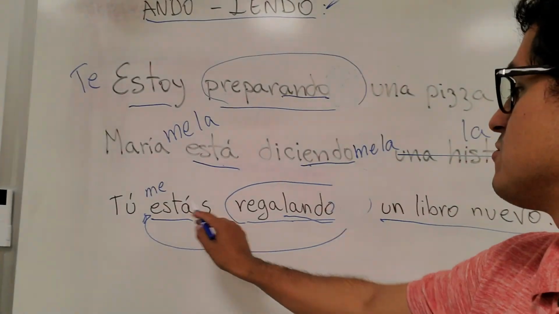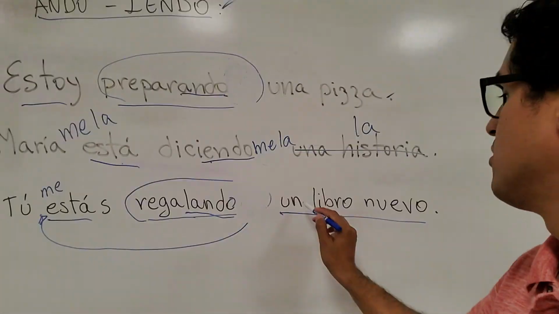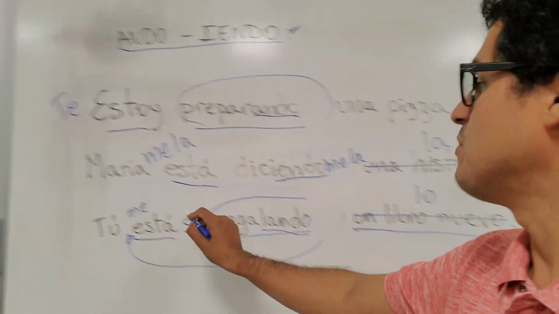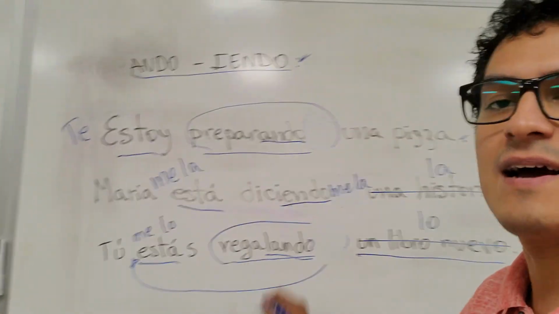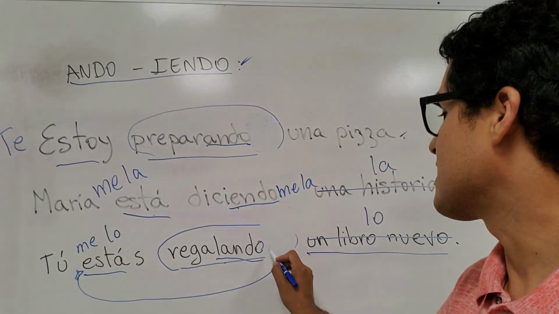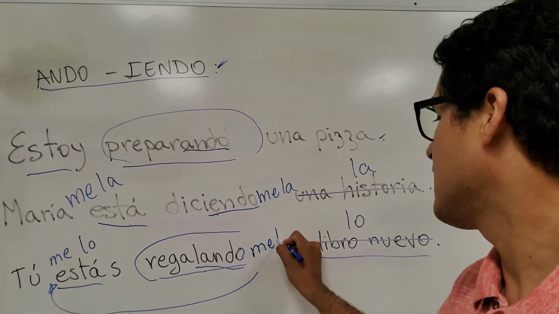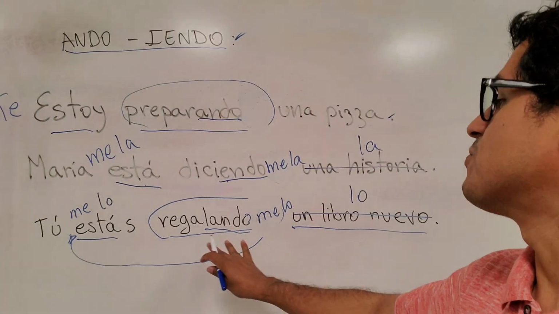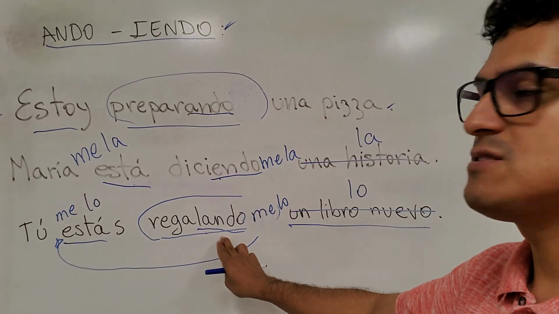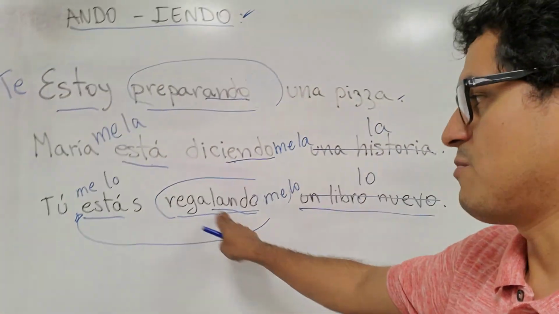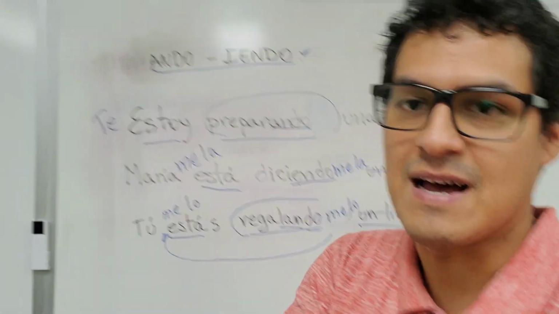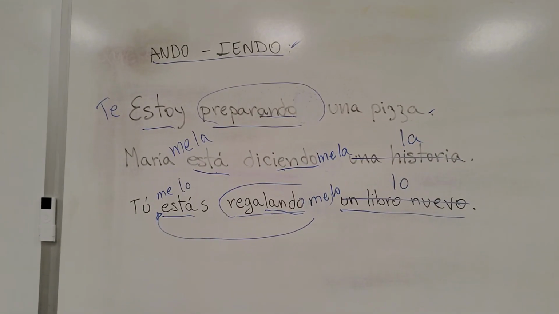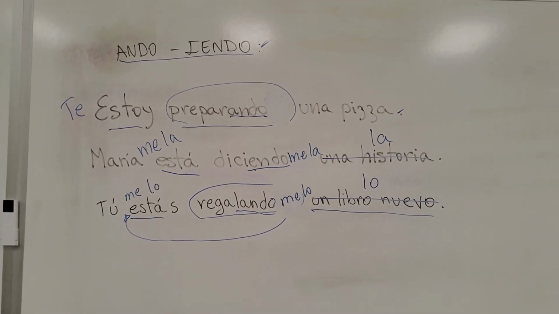Another example here, tú me estás regalando un libro nuevo. Un libro nuevo, lo. Okay, tú me lo estás regalando, or tú estás regalándomelo. Okay, one or the other. You can place the two pronouns after the ing verb, the ando yendo verb, or before the verb estar. Okay, I'll leave the phone like this, the camera like this, so that you can look at these examples.